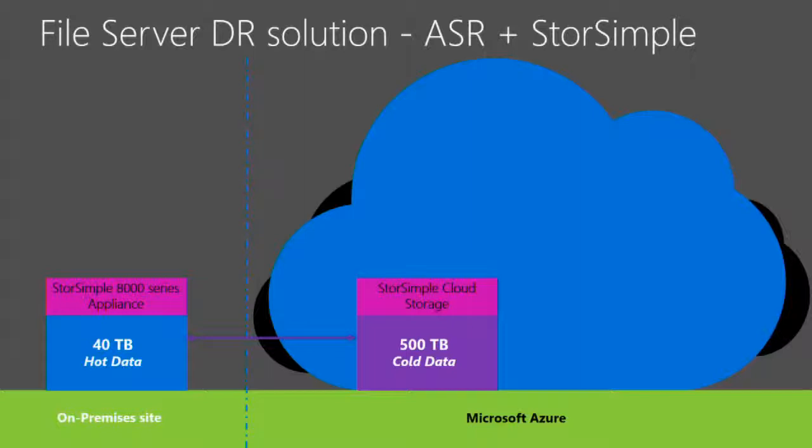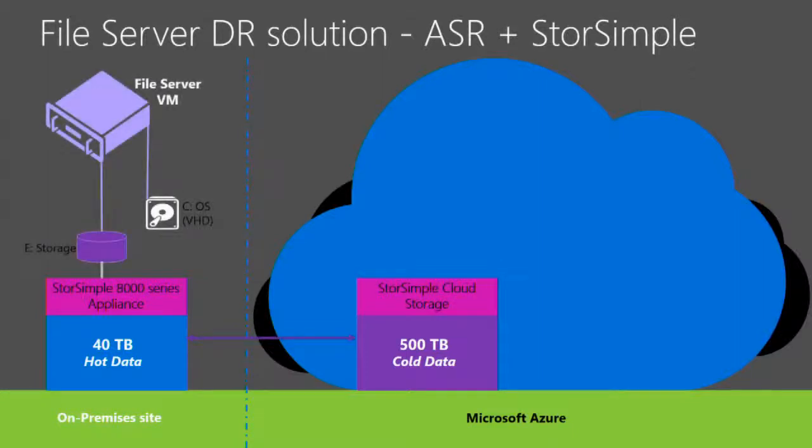If you had a disaster for the cold data, if your data center were to be hit by a disaster, you need to make sure that you are able to access the data on Azure. How would you do that? Let's look at how it is set up on-premise. You will have a virtual machine attached to the StorSimple device, either through iSCSI, and it will have its own OS.